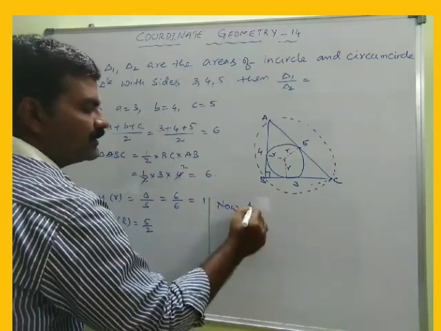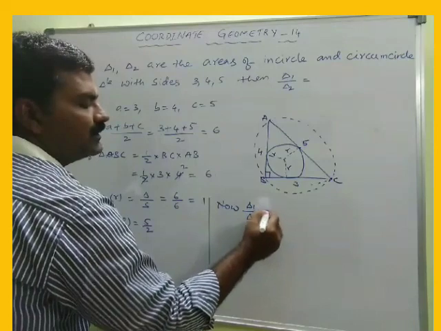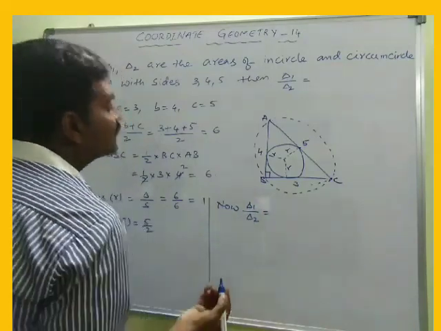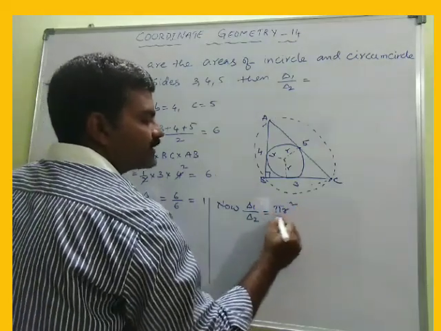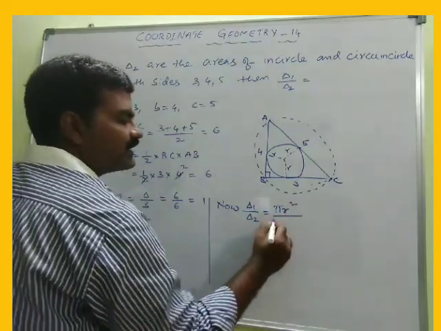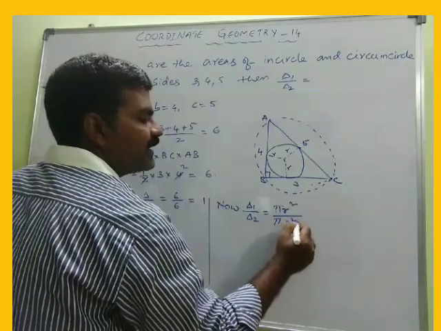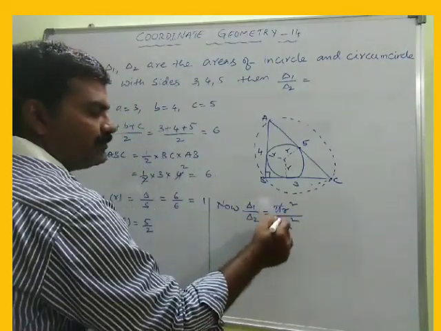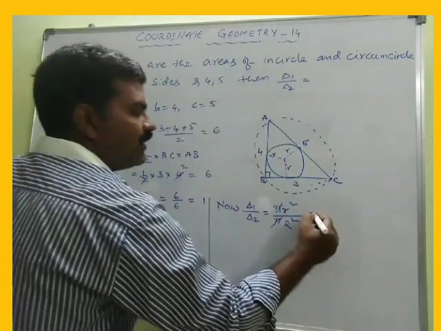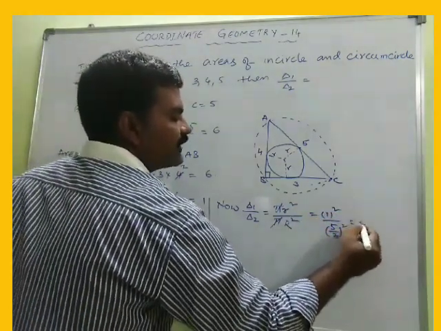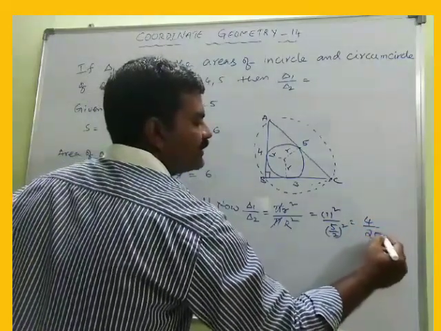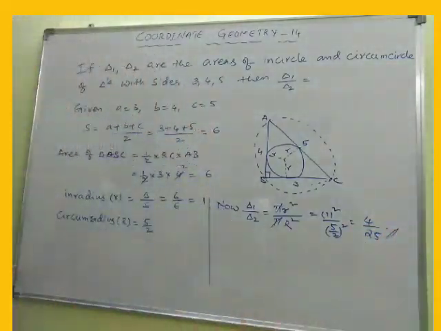So now what do we want? Delta 1 by delta 2. Delta 1 is the incircle, isn't it? Area of the incircle, I mean pi r square, small r square. This is the circumcircle, no? Which is also a circle, but the radius is capital R this time. So pi cancels. Small r is 1, square, by 5 by 2 whole square. So 4 by 25 is the value of delta 1 by delta 2.